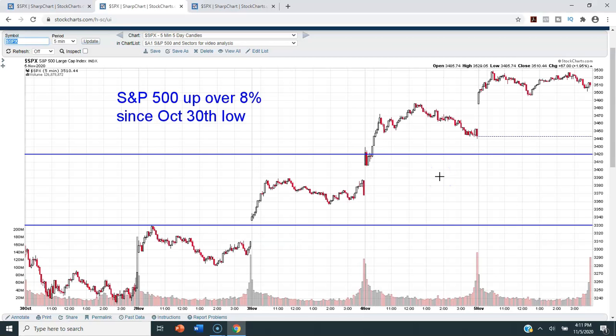The next chart that we're going to look at here is a 5-day, 5-minute candlestick chart of the S&P 500. So this is just the last 5 days of trading. And guys, the first thing I want to point out is that we're up over 8% on the S&P 500 since the lows on October 30th right here in the afternoon.